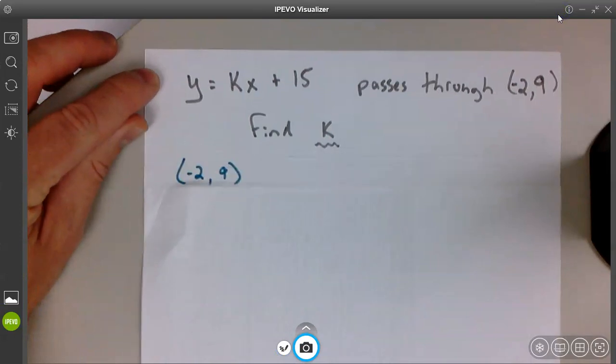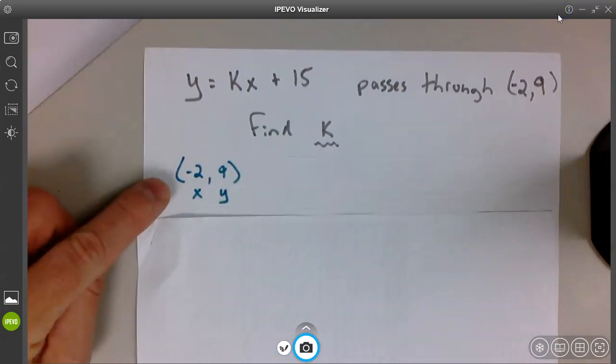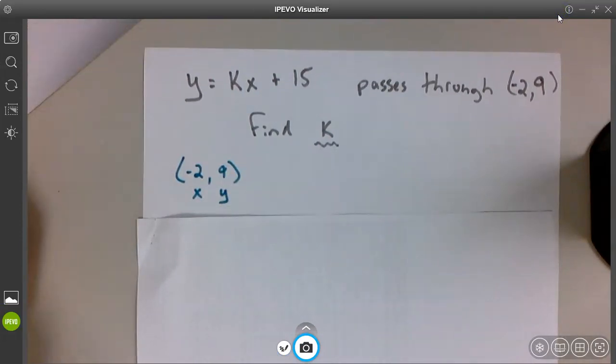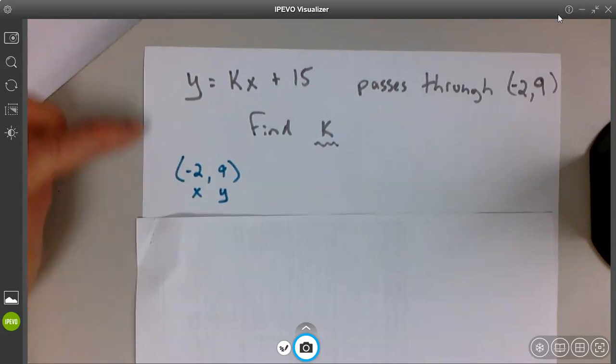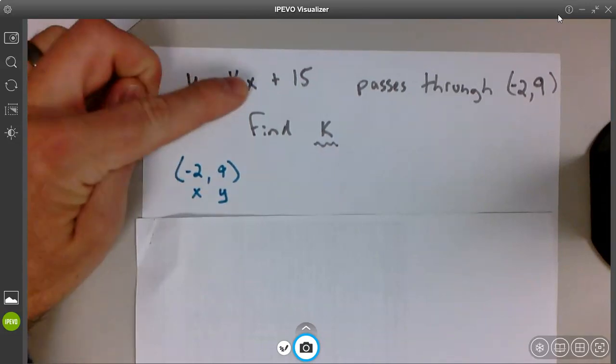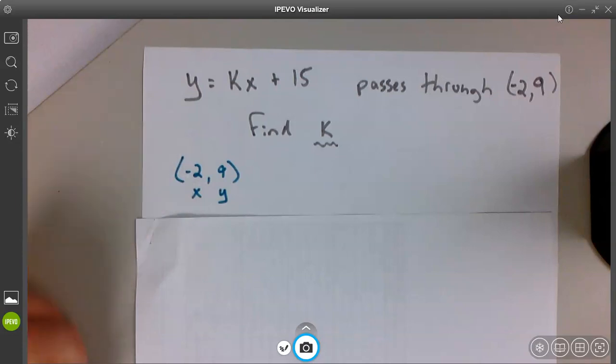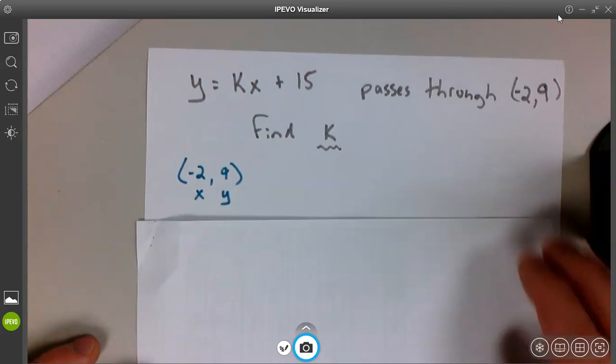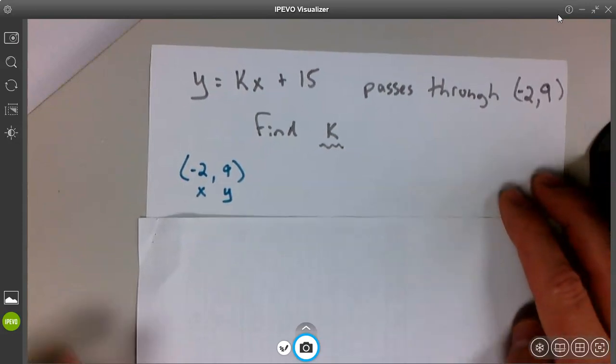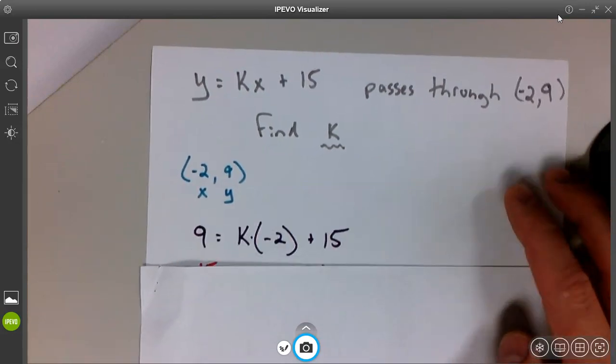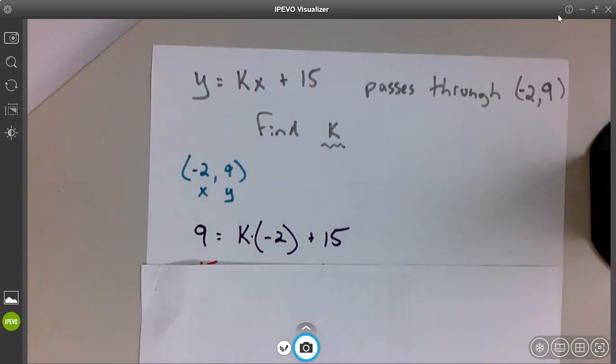All information is good information. Negative 2 comma 9, that's an x and a y coordinate. So I can go up into that equation, and wherever I see an x, I can take it out and put a negative 2. Wherever I see a y, I can take it out and put a 9. Then k is the only unknown variable, and we just have to solve that little algebra problem. So let's do that. Take the y out and replace it with a 9. Take the x out, replace it with a negative 2. It should look something like that.